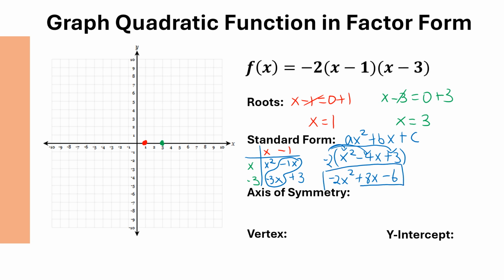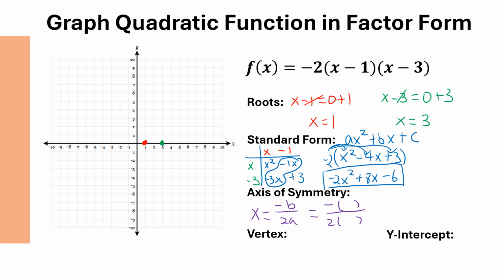Now I can use this standard form to help us find the axis of symmetry, which is the line that goes right through the middle of the parabola. And the formula to find that line is x equals negative b over 2a. So therefore, I need to plug in my b value and my a value from the standard form.